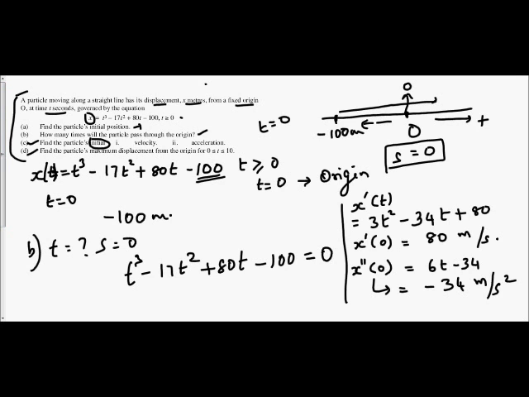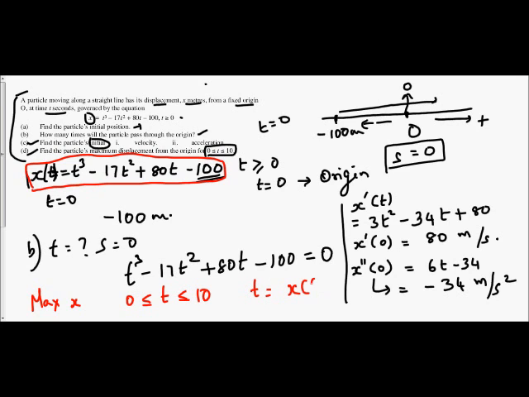Question D, find the particle's maximum displacement from the origin for time between 0 to 10. Particle's maximum displacement, that is, you need to find, this is the displacement, so you need to find the maximum value of this displacement, that is maximum x in this interval. So first you need to find the values of t for which the x of t is maximum. Okay, so that is our question now.